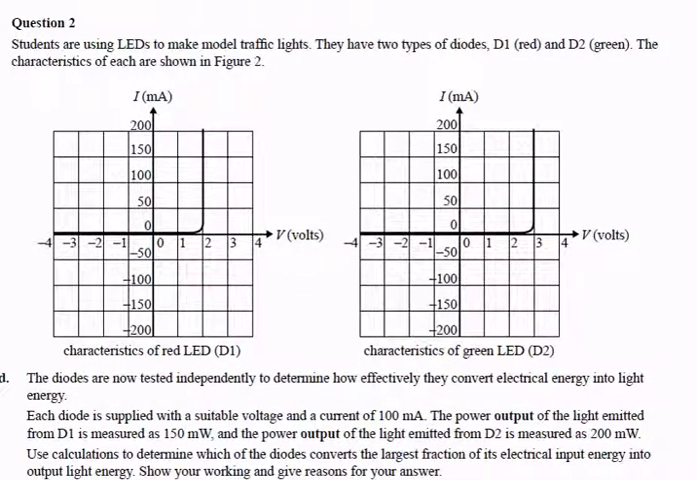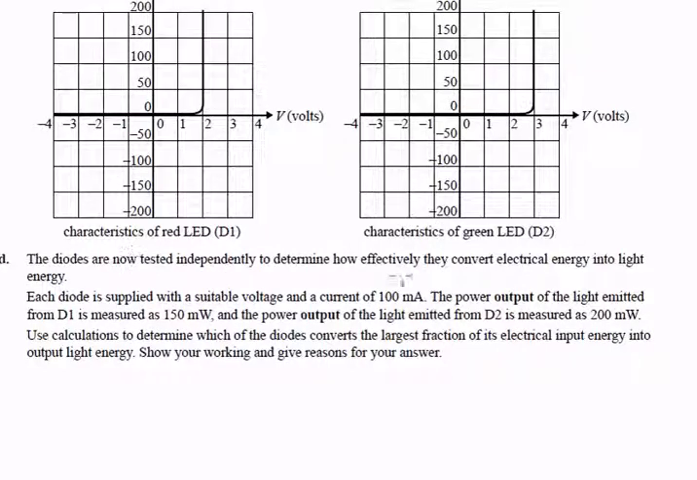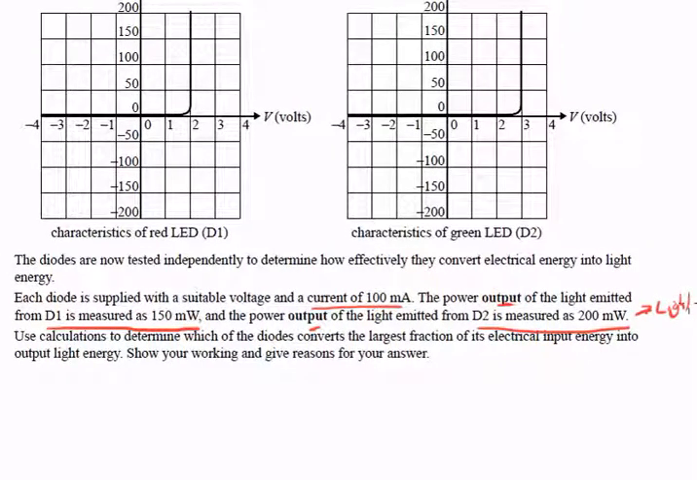Right, here's those same graphs again, but the question is down the bottom. The diodes are now tested independently to see how they convert electrical energy to light energy. Each diode is supplied with a current of this. The power output of D1 is that. The power output of D2 is that. So when this is the output, that's the light that's coming out. Use calculations to determine which diode converts the largest fraction of electrical energy into output energy.